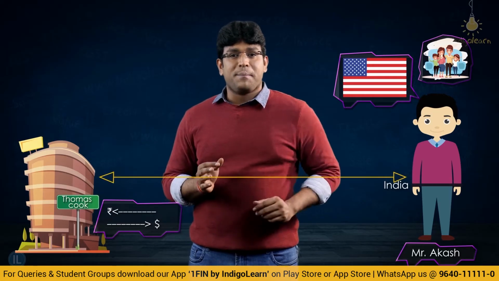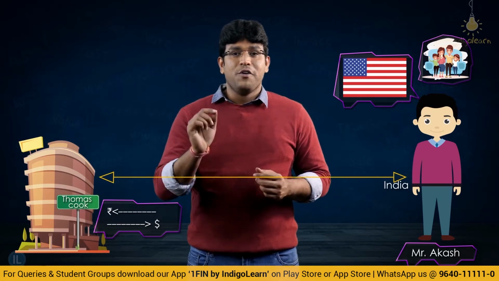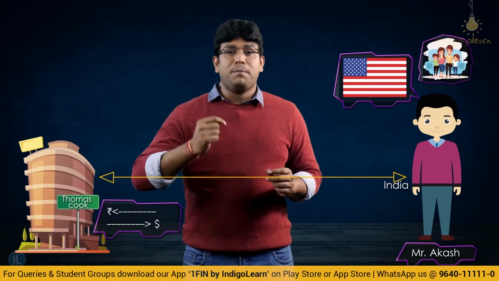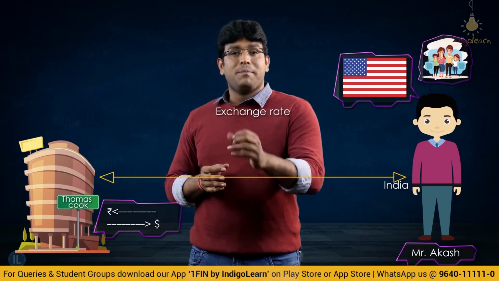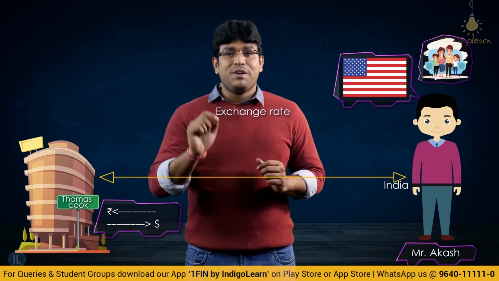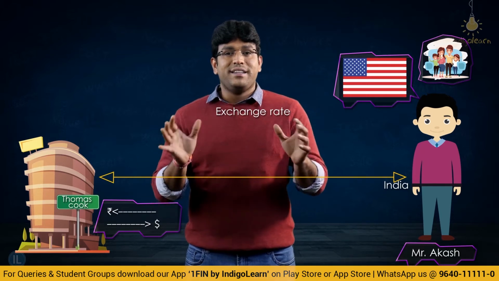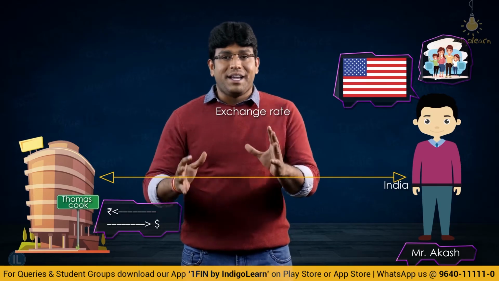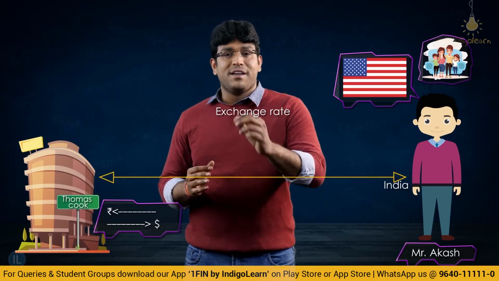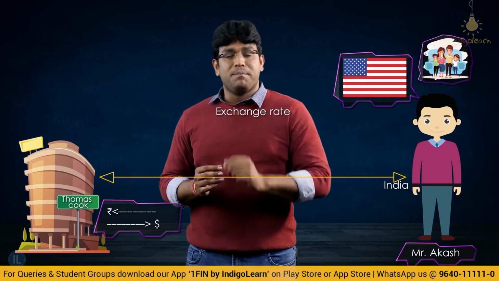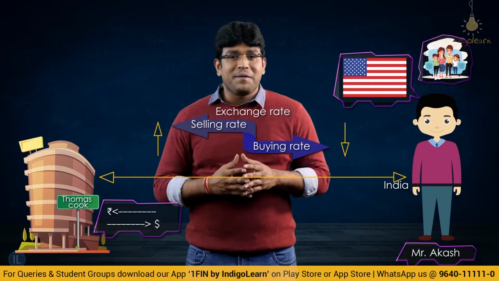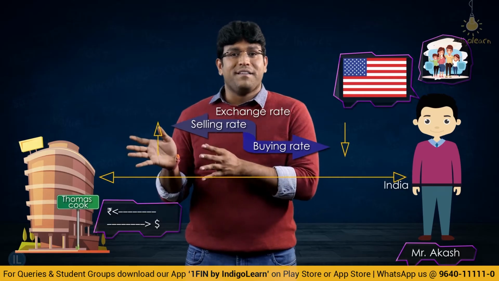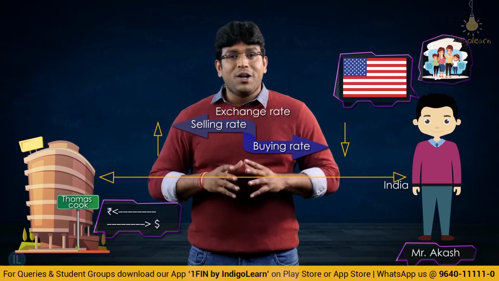Akash approached Thomas Cook and checked what the exchange rate is for US dollars, so that he will pay Indian rupees and take US dollars. And I'm sure everybody knows very clearly that with respect to any foreign currency, there is a different buying rate and selling rate. The rate at which they will sell is different, and the rate at which they'll buy is different. Obviously, the selling rate will be higher than the buying rate. We are talking from their perspective. They sell at a higher rate and buy at a lower rate.